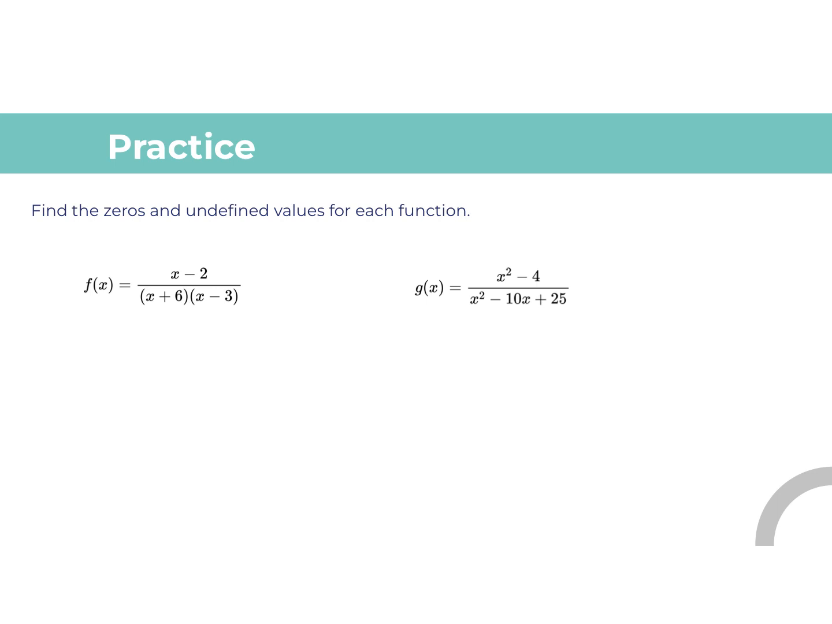So first, we're just going to practice finding those zeros and undefined values. Setting our numerator equal to 0 will find us the zeros of our function. So in this first function, f of x, I get a 0 at x equals 2. Setting our denominator equal to 0 is going to help us find our undefined values. And again, these are our restrictions. We don't want the denominator to equal 0. So I get a restriction, an undefined value at x equals -6 and x equals +3.